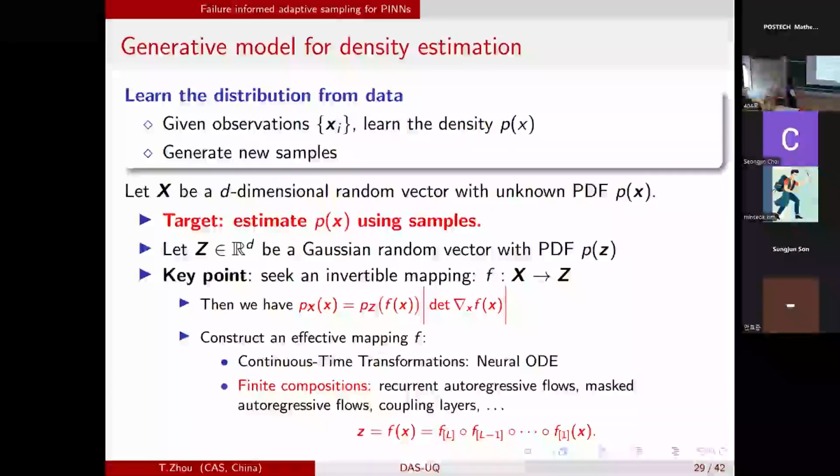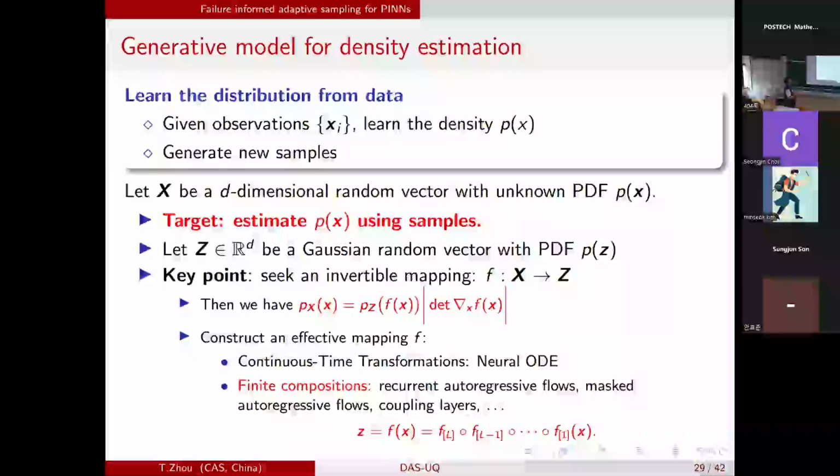I just model the inverting mapping with a neural network. And then I want to find this mapping. This mapping is modeled by a neural network. And then once I found this mapping, I can do sampling by sampling with Gaussian. C is Gaussian, and this is the Jacobi for the transformation. So this is the generative model idea.